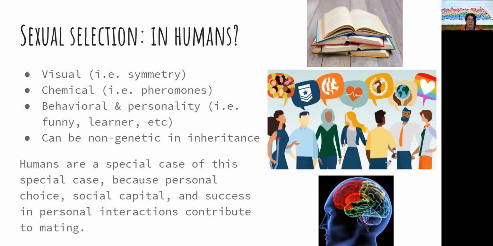And this is more of the nature versus nurture. It's a bit of both. So this is more of the nurture aspect, which with humans tends to play a bigger part. So like I say here, there's a special case of this because there are things like personal choice that come into play, social capital, success in personal interactions. There are a lot of things that are important in our society that you may not actually see in other organisms out in the natural world. But we are not exempt from any of the evolutionary mechanisms, including this one.